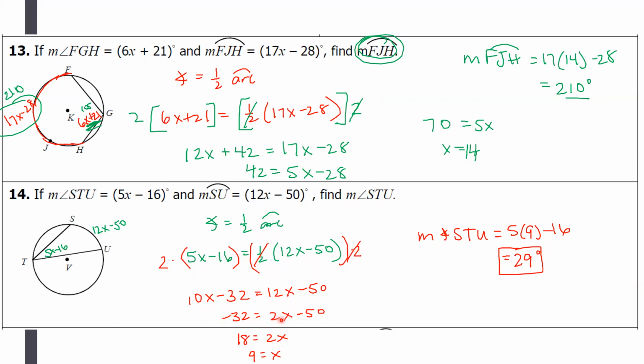I subtracted 10x from both sides, leaving me with negative 32 equals 2x minus 50. Add 50 to both sides. 50 minus 32 is 18. Divide both sides by 2, we get x equals 9. So to answer the question, the measure of angle STU, I'm going to take that 9 and plug it into the expression for angle STU. 5 times 9 minus 16 is 29 degrees. So the measure of angle STU is 29 degrees.